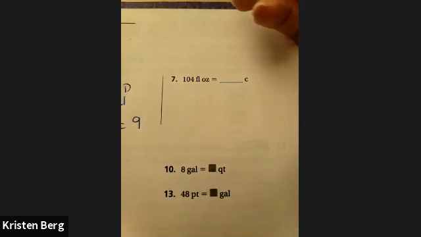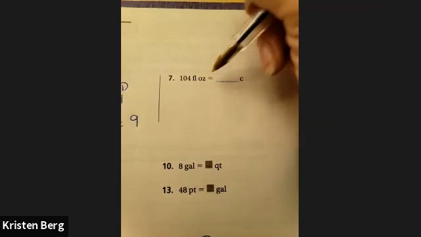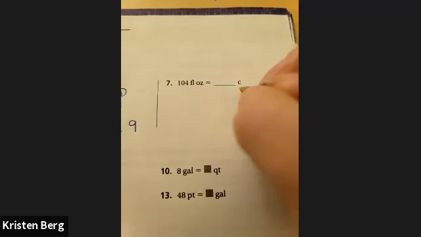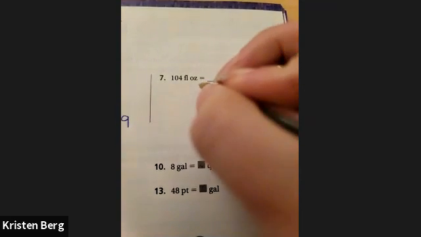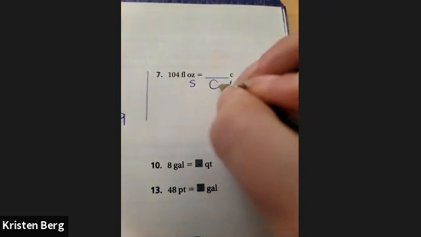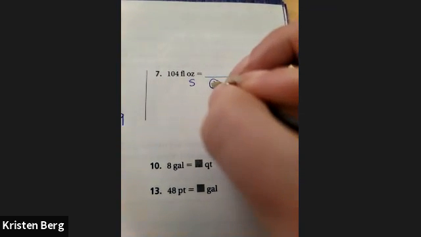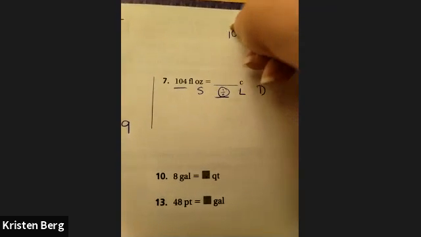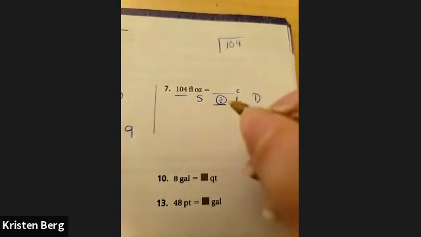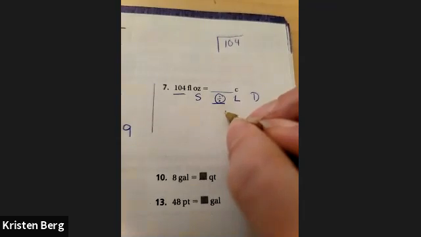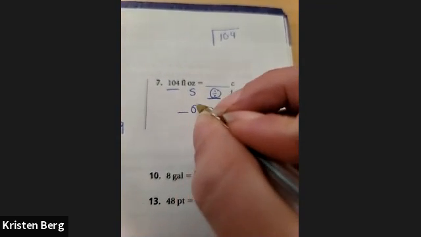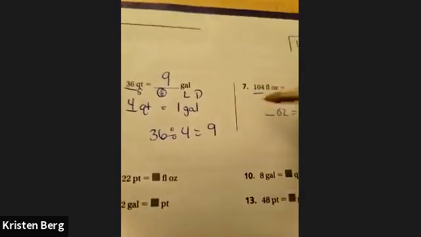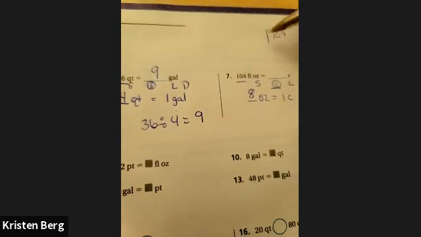Next, again, figuring out which one is larger, 1 ounce versus a cup. Well, your cups are definitely larger. So we are going to spell out SOLD, which means we are going to divide. So I'm going to take 104 and I'm going to divide. Now I just have to figure out what I'm dividing by. 1 of my large, 1 cup, equals how many ounces? Well, we have said that 1 cup is 8 ounces. So I'm going to divide it by 8.